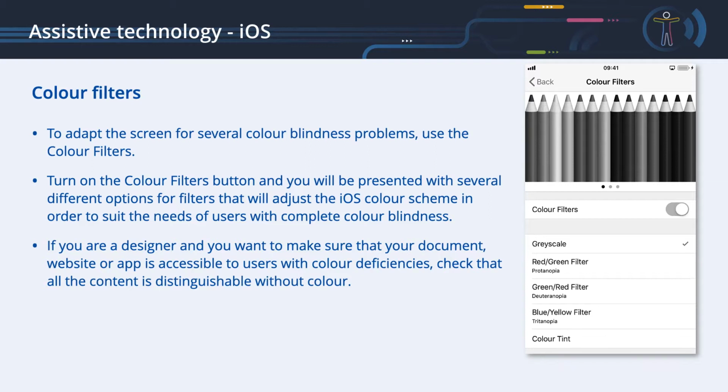Turn on the Color Filters button and you will be presented with several different options for filters that will adjust the iOS color scheme in order to suit the needs of users with complete color blindness. When you select each mode, your screen will instantly adjust to reflect the changes.